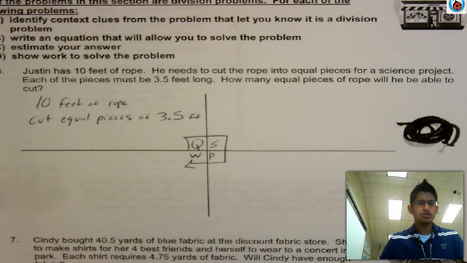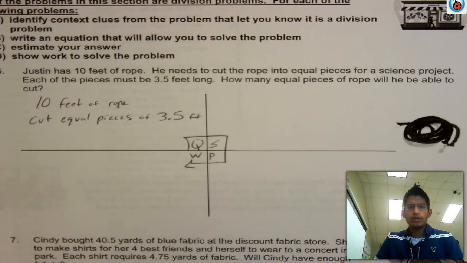All right, guys, number one, it says Justin has 10 feet of rope. He needs to cut the rope into equal pieces for a science project. Each piece must be 3.5 feet long. How many pieces of rope will he be able to cut?